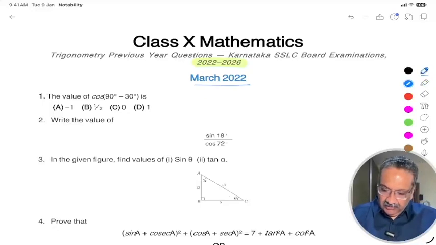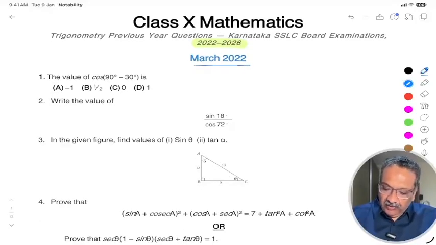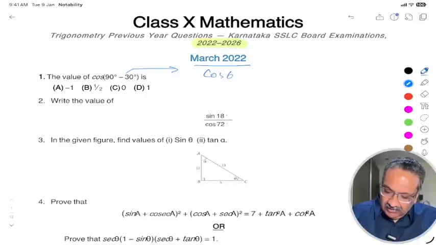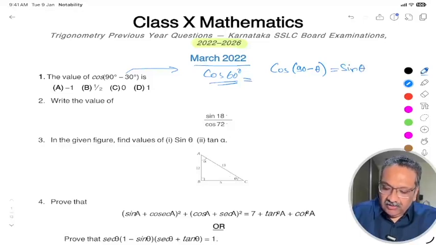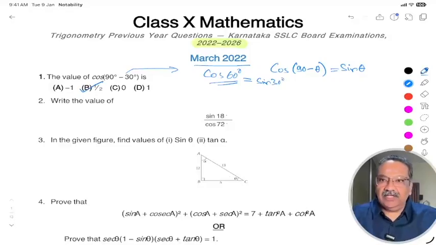All right. So MCQ question: the value of cos 90 degree minus 30 degree. Okay. See, this will be cos 60 degree. All right. This is one way of looking at it. Or it is also equal to, we know that cos 90 minus theta is nothing but sin theta. So this will be cos 60 or sin 30, which is equal to half. This is a straightforward question.